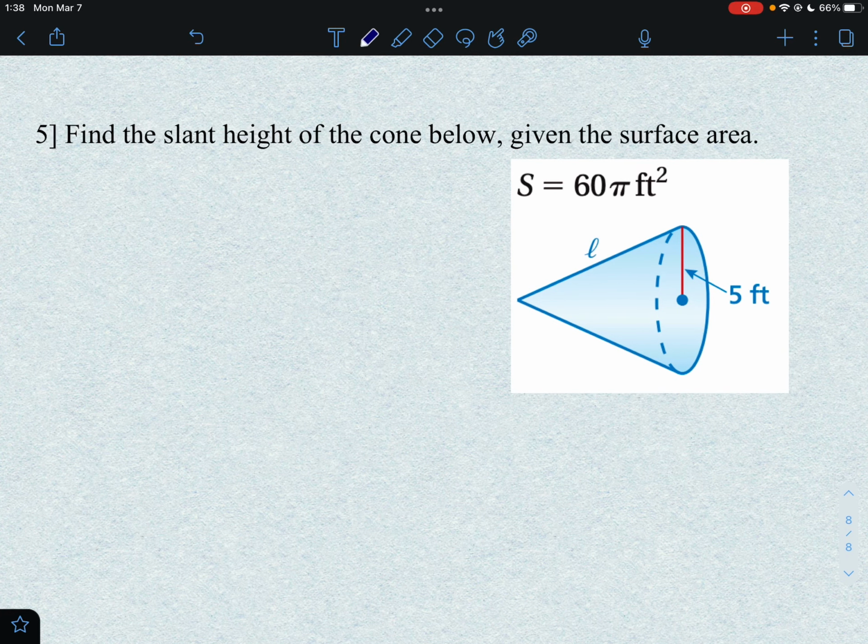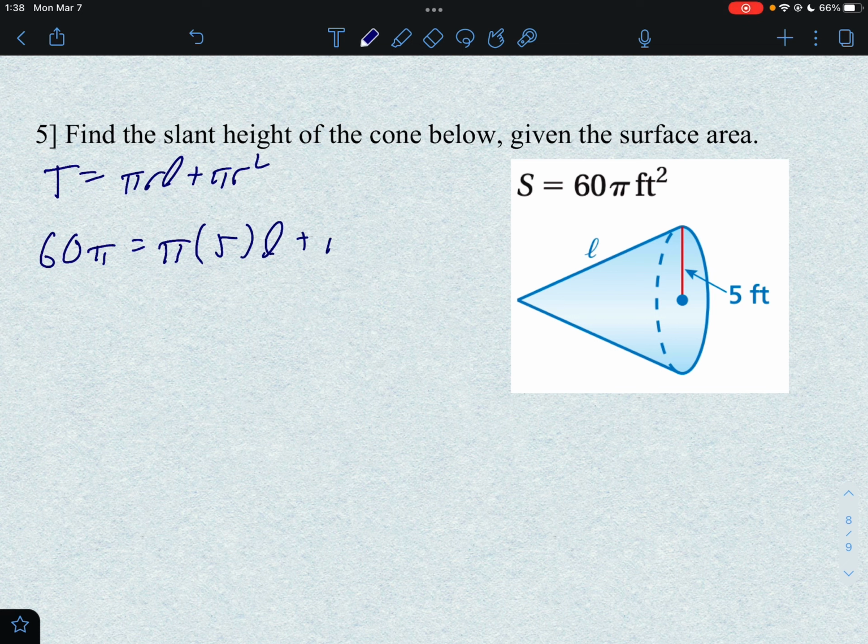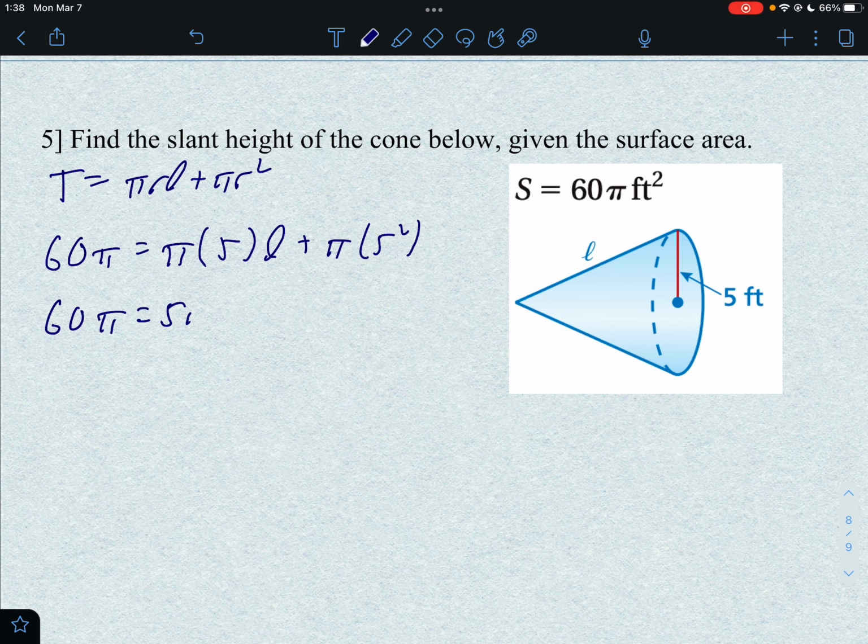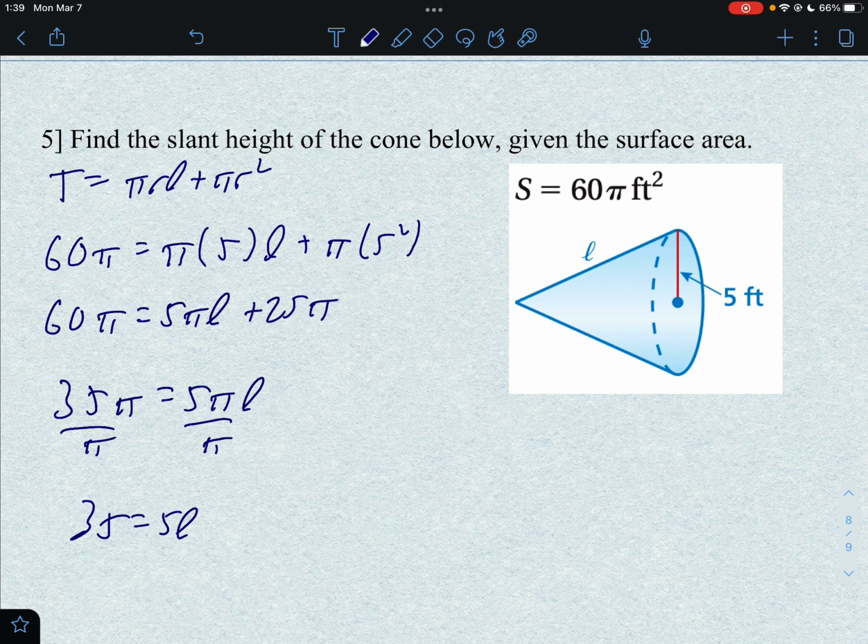All right, so last one, find the slant height of the cone below. So we've got T equals pi r L plus pi r squared. I know the surface area is 60 pi. I know the radius is 5. I don't know the slant height. So that's my formula. Let's clean this up a little bit. I get 5 pi L plus 25 pi. Subtract 25 pi from both sides. I get 35 pi equals 5 pi L. Divide both sides by pi. I get 35 equals 5L. And divide by 5, I get L is 7 feet.